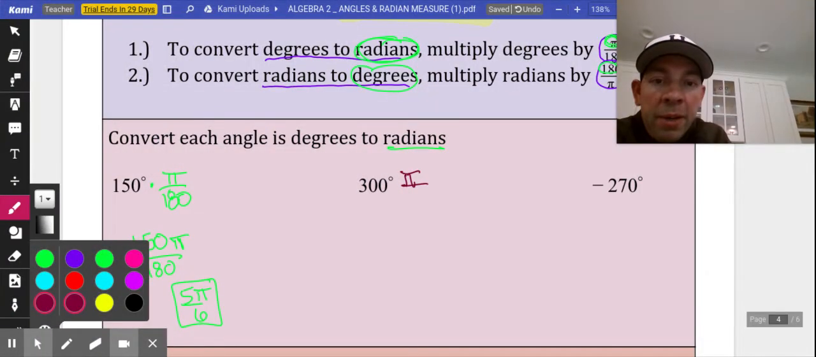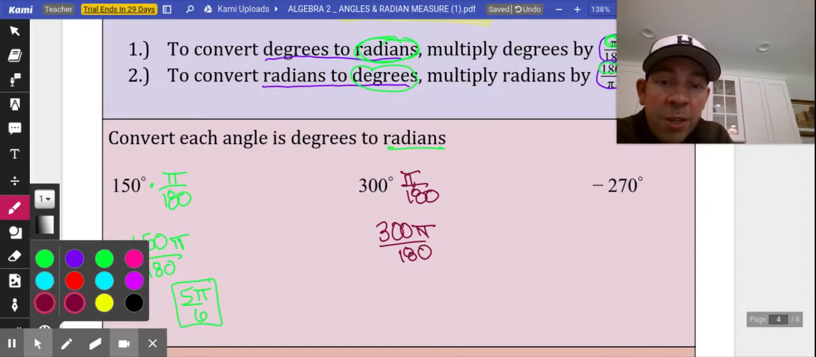All right, let's see. Multiply by pi over 180. That makes 300 pi over 180. They're both divisible by 60. So we're going to get 5 pi over 3.